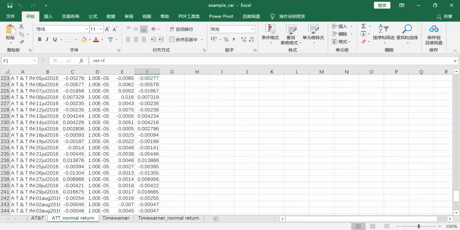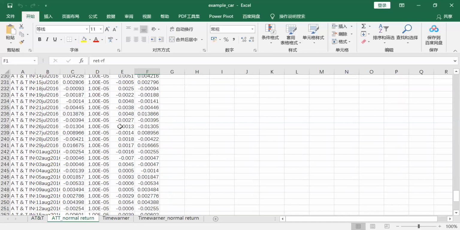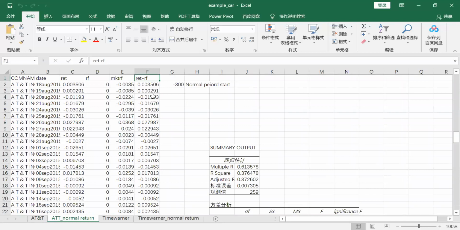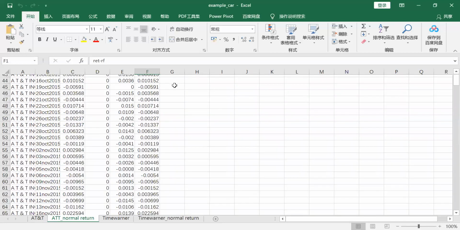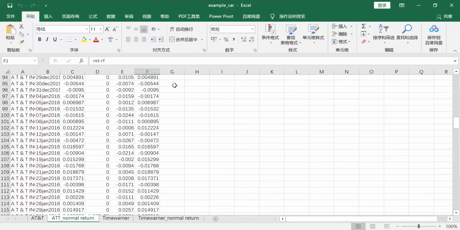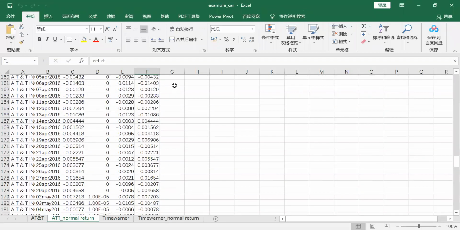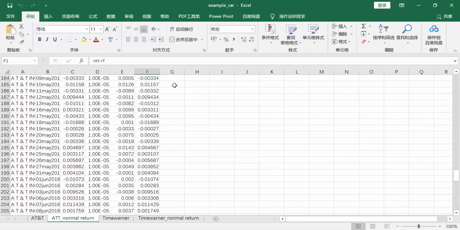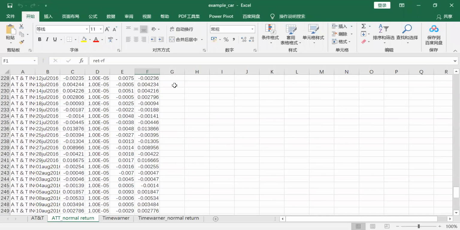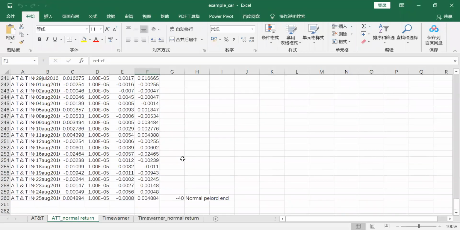Now, in the second tab, I have copy-pasted all the data, from the 300 days before the announcement to the 40 days before the deal announcement. So this is the period of data. This is the data we need to use to estimate the relationship between AT&T's stock return and the market return. Now I'm going to teach you how to do this regression analysis in Excel.